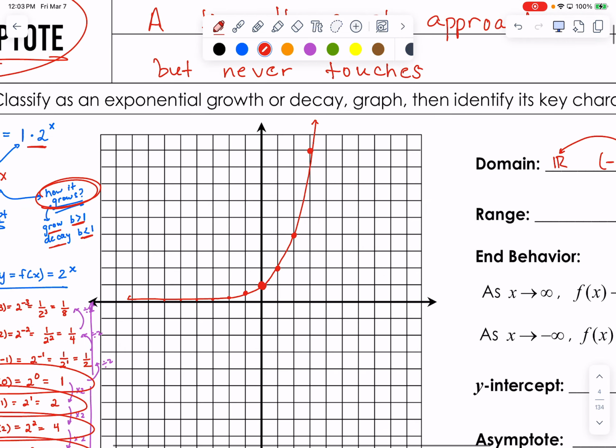Range. Does this thing go up forever? Does it go down forever? No. What does it go down towards? 0. It's going up forever. Does everybody agree? It's going down, but what is it going down towards? 0. Will it ever get there? No. So what are you going to put?